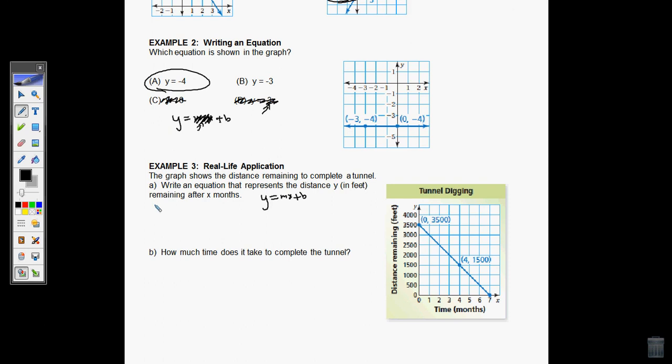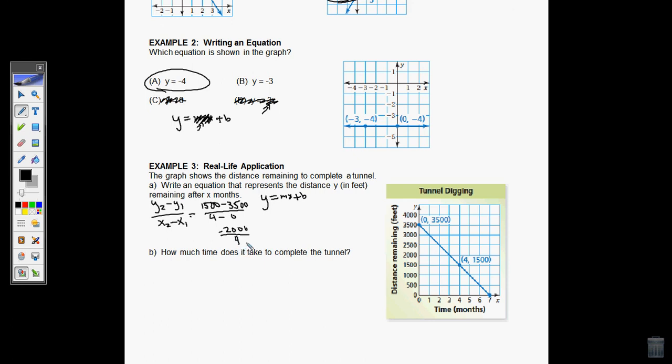So I'm going to do y2 minus y1 over x2 minus x1. And what that's going to look like is 1,500 minus 3,500 over 4 minus 0. All right, 1,500 minus 3,500 is negative 2,000. And 4 minus 0 is 4.